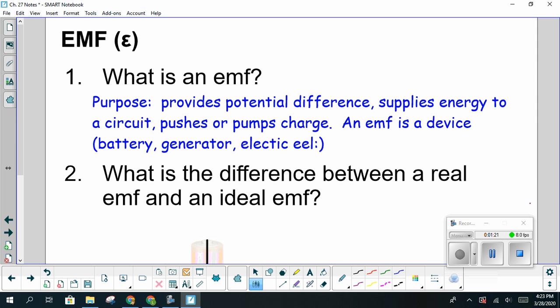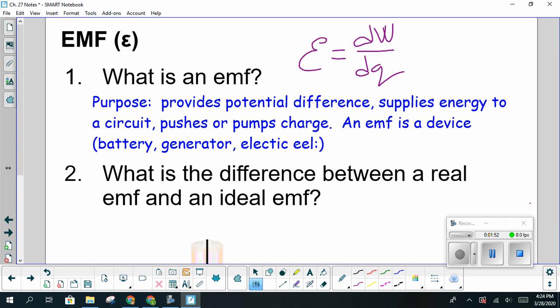The EMF in a physics definition is given to us as curly E, right? Curly E is equal to the work per unit charge, and it basically moves the charge uphill. So its purpose is to take that charge and move it up the hill, up to the high potential. It does that through work.